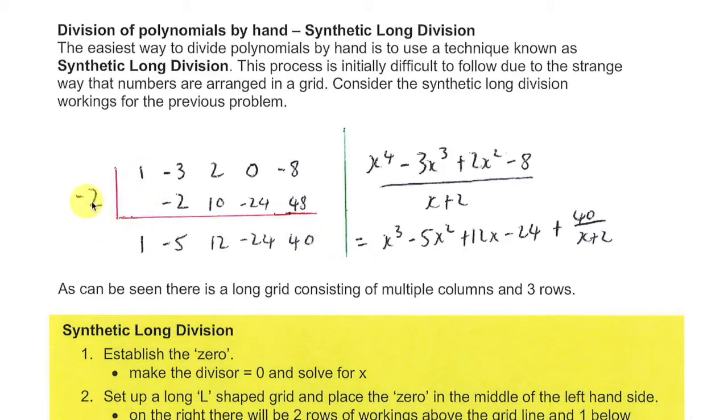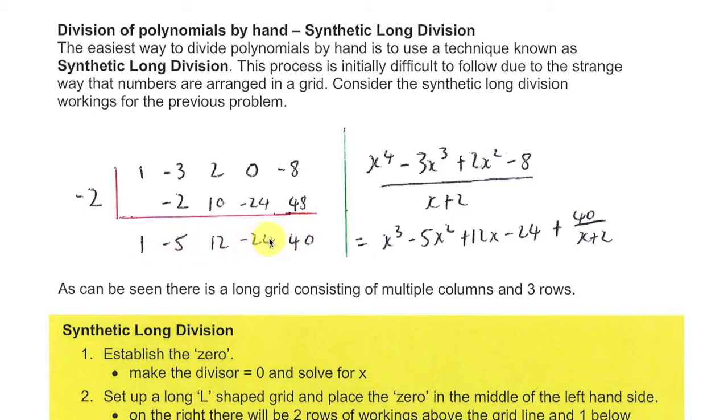I now go negative 2 times that 1 and put the result in here. I add these two together, so negative 3 and negative 2 produces negative 5. I repeat the steps, negative 2 times negative 5, and that result goes in here. I add these two together, 12. Now it's negative 2 times 12, and the result goes in here, negative 24. I add these two together, and that comes down. And now it's negative 2 times negative 24, the result goes in here. I add these two together, and there's the result.